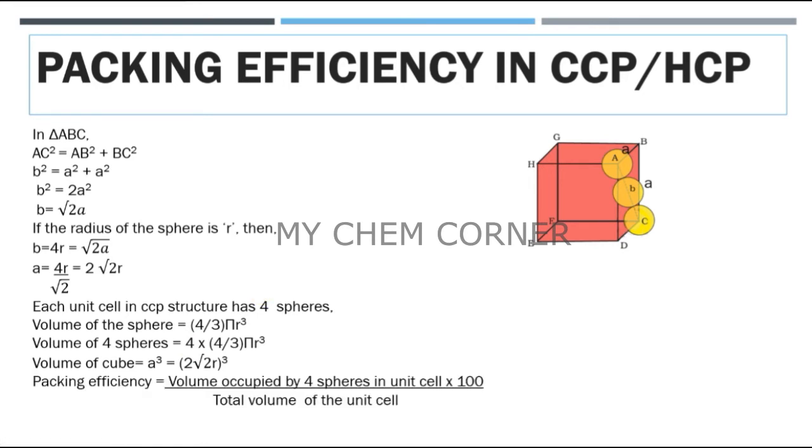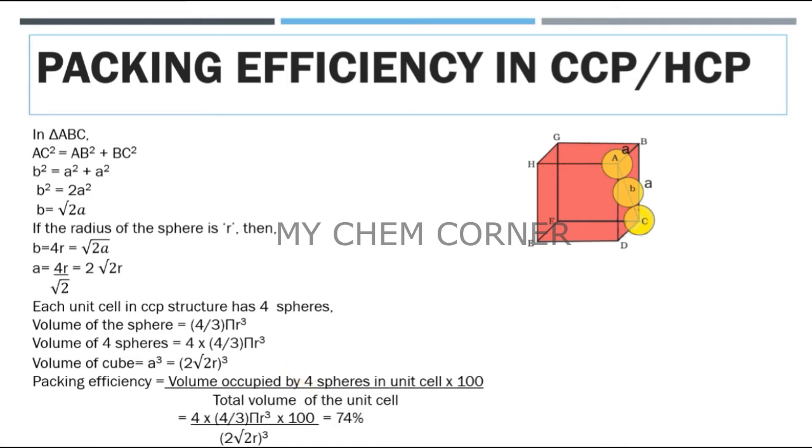So here, in common, the packing efficiency is equal to the volume occupied by the spheres in a unit cell divided by the total volume of the unit cell, into 100. So this is going to be the common formula. What varies is depending on what type of unit cell you're studying, whether it is 4 sphere, 1 sphere or 2 sphere, this is going to change.